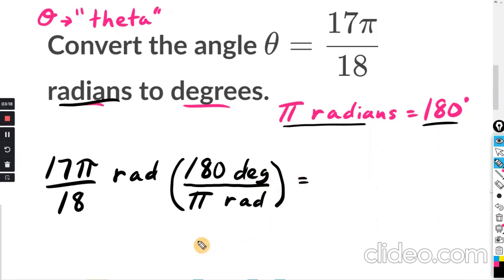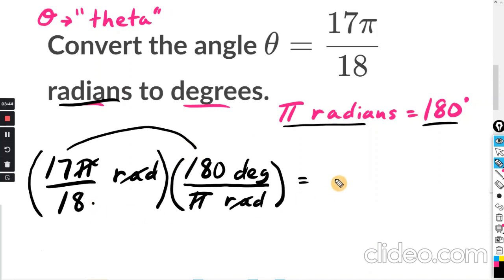All right, and now you can cancel units just like you can cancel fractions, top and bottom. These are both multiplied by each other. Okay, we have radians in the numerator and denominator. So radians over radians cancel. We have pi in the numerator and denominator, so pi over pi cancels. Okay, and we're left with 17 times 180 divided by 18. Now you can do this on the calculator, or you can cancel.